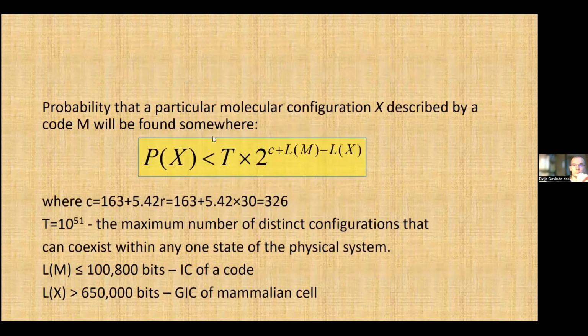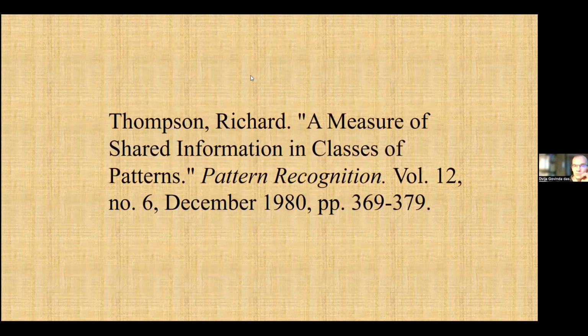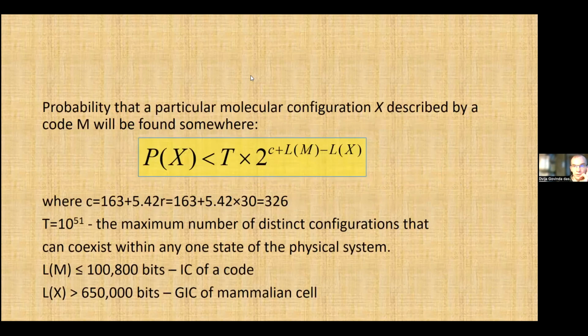And now this formula I will not comment on much. It follows from the paper published by Richard Thompson in the authoritative magazine called Pattern Recognition in 1980. But nevertheless, I cannot skip without saying something about this formula. What does it say? This formula defines the upper limit for the probability that some particular molecular configuration, described by code, which is called here M, will take place.